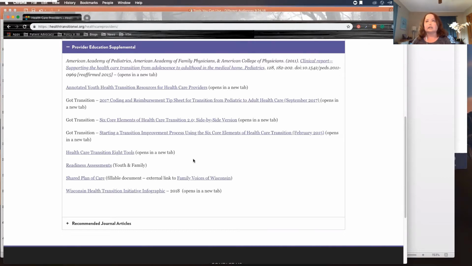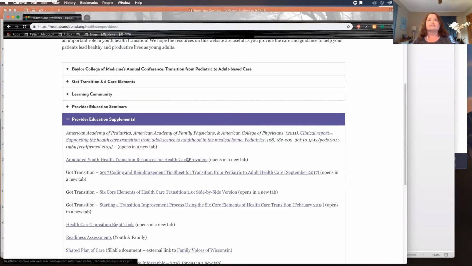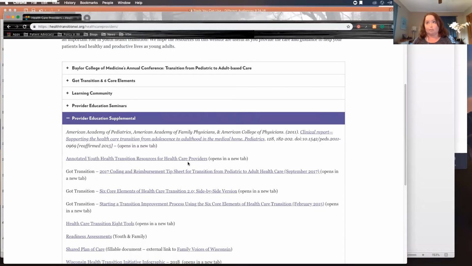We leave them a little bit hidden because the idea is that this is for a clinic workflow in a clinic setting. It's not meant to be used by parents or by youth as they're thinking about transition, but rather how a healthcare clinic would implement healthcare transition inside of their clinic workflow.